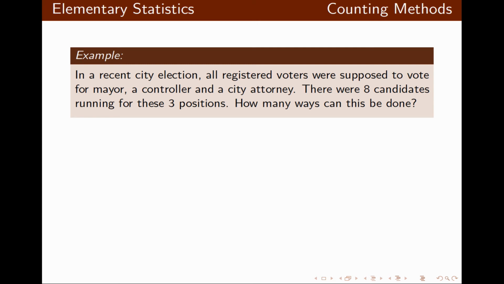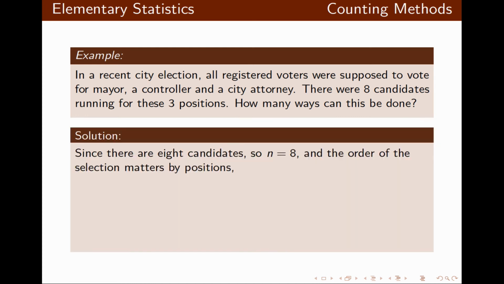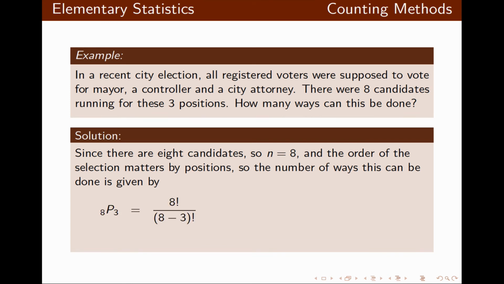In a recent city election, all registered voters were supposed to vote for mayor, controller, and a city attorney. And there were 8 candidates running for these 3 positions. How many ways can this be done? So in this one, the order matters. The mayor cannot be controller, and the city attorney cannot be controller or mayor. And we have 8 candidates. So the number of ways that this can be done is given by the permutation formula 8P3. We do the calculation, and there are 336 different ways to vote for 3 people for these 3 positions.